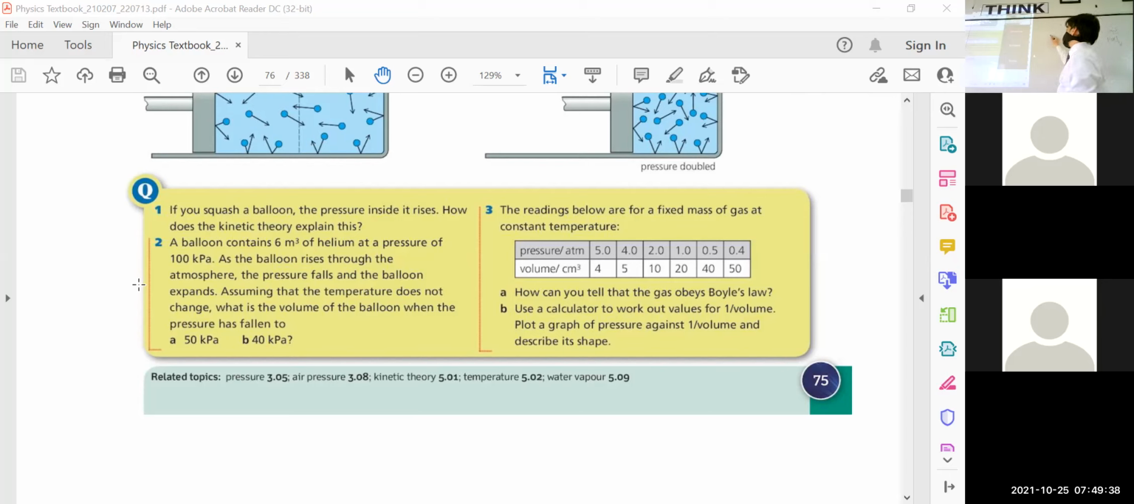Volume is given 6. Initial pressure is given 100 kilopascal. Final pressure is given 50. Volume I have to calculate. So this will be 600 divided by 50. That is equal to how much? 12. 12 meter cube. Volume unit is meter cube. So 12 meter cube is the final volume in this case.